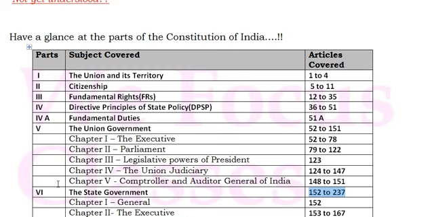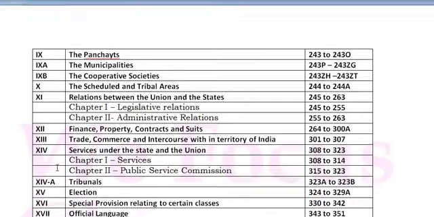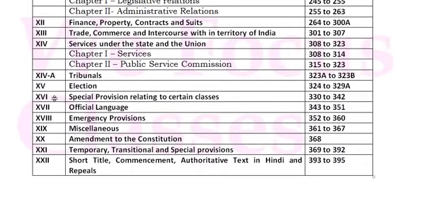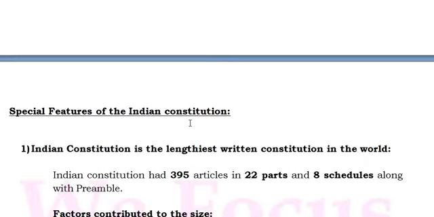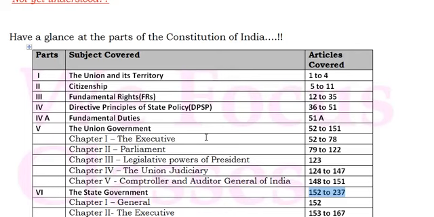Parts 1 to 6 are very important, and when you come to the 9th, it is very important, and the 15th is very important. The 15th is for elections, that is very important, and the 17th is official languages, the 18th emergency provisions, and the 20th amendment to the constitution. These are very, very important. Please try to remember all these things and the articles covered under these parts. So with this basic structure, what we have seen is what the parts are, what articles are covered, and how the constitution is going to be. So now you have got an idea.